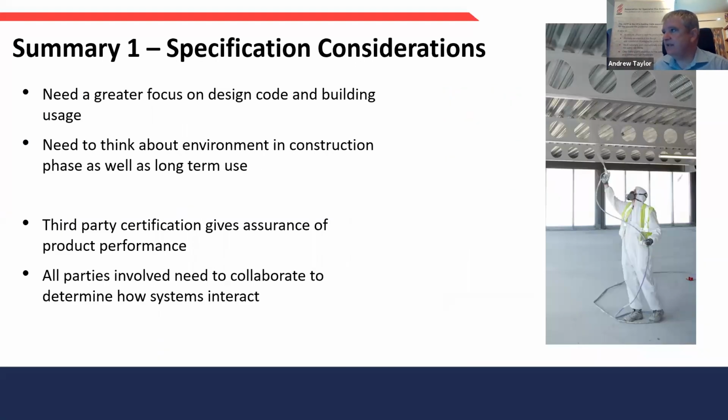So in summary, the message I've been trying to cover within this presentation is that we need a greater focus on design code and building usage through the contractual chain. Okay, and we need to plan and design the interfaces better, and we need to think about the environment in the construction phase as well as the environment in long-term use. All of these steps could help ensure better conducting of our passive fire protection works.